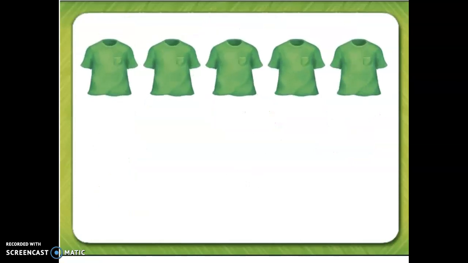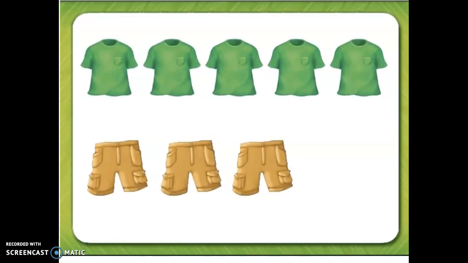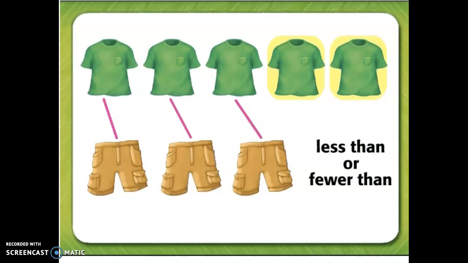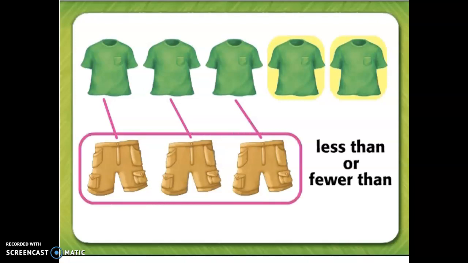Here is a group of shirts and a group of shorts. We'll compare the two groups and draw a circle around the group that is less, or has fewer objects. Draw lines to match each shirt to one pair of shorts. The two groups are not the same. The group of shorts has fewer objects than the group of shirts, so we'll draw a circle around the group of shorts.